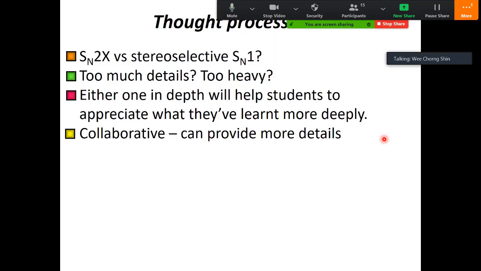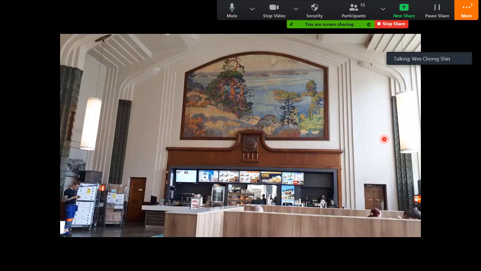Oh, okay, this slide is not meant to be here, but you can see it's a beautiful slide. It's of a beautiful painting. Yeah, okay, I think I'm done.